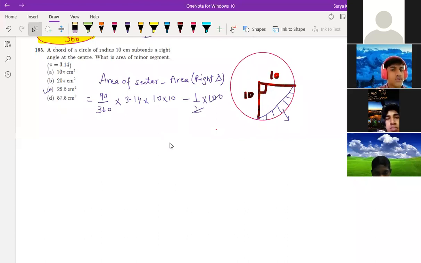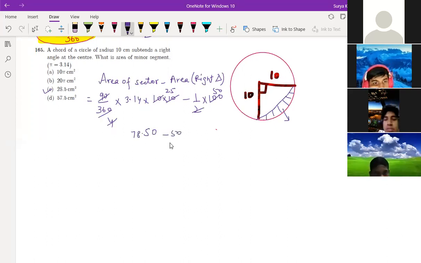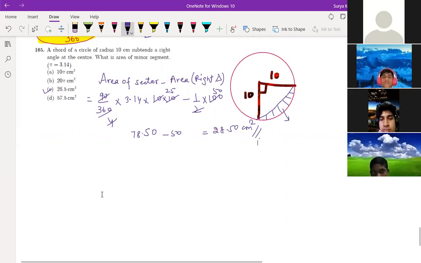Okay, so here 50 will come. And here 9 4s are 36, 4 here 25 will come, right? So 25 into 3.14: 25 fours are 100, carry 10, 25 and 10 is 35, carry 3, 75 and 3 is 78. 78.50 minus 50. So the answer is 28.50 centimeter square. Is it clear to everyone? It's a very, very easy question. Yeah, sir.